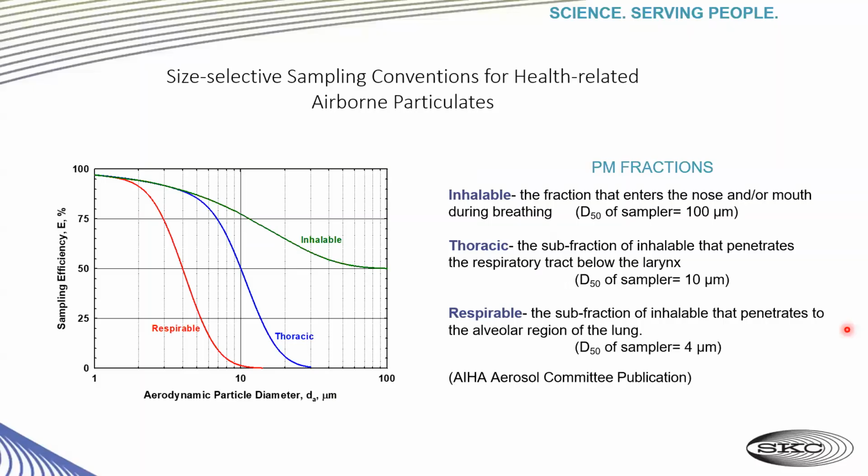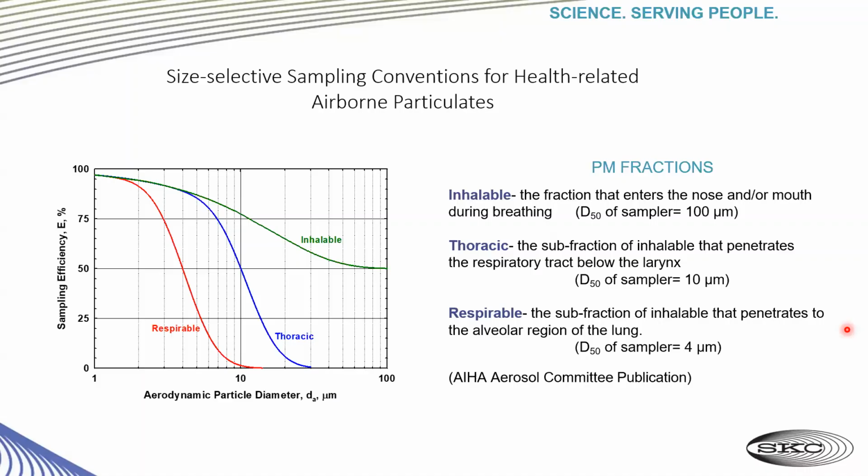Now on this slide, you will see D50 referenced several times. D50 is also referred to as the median particle diameter or median particle size. So basically 50% of the particulates are larger and 50% of the particulates are smaller than the size designated.